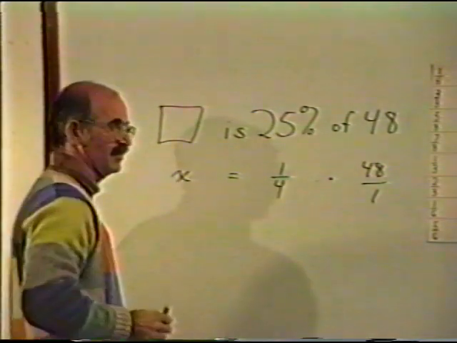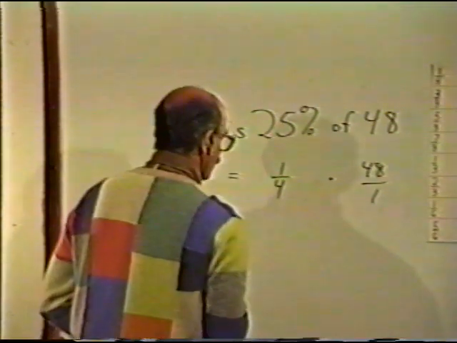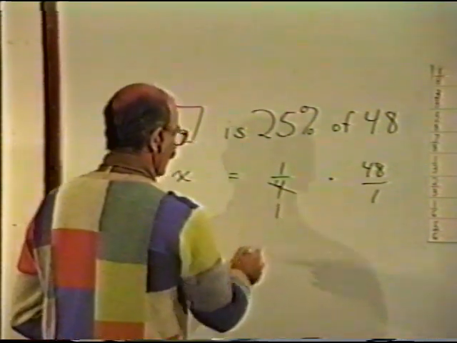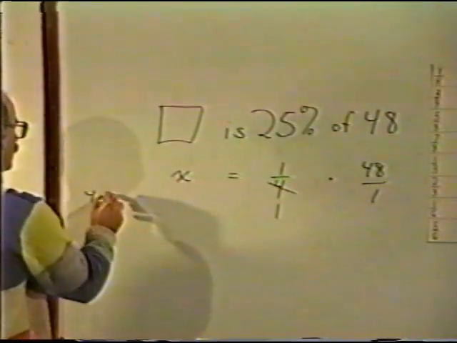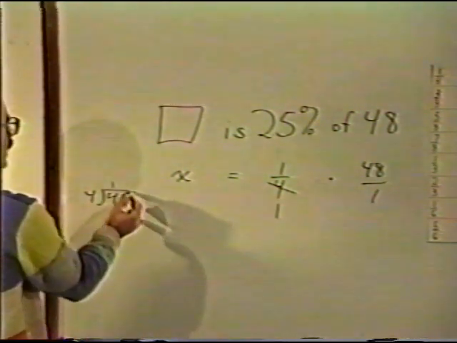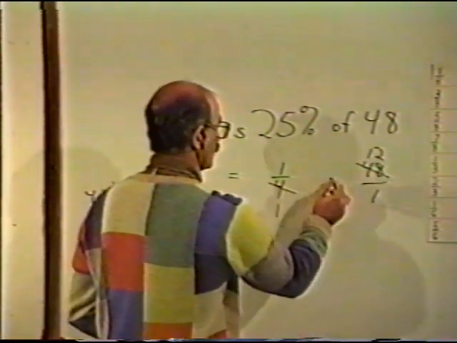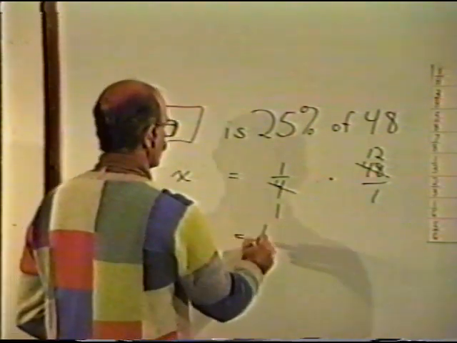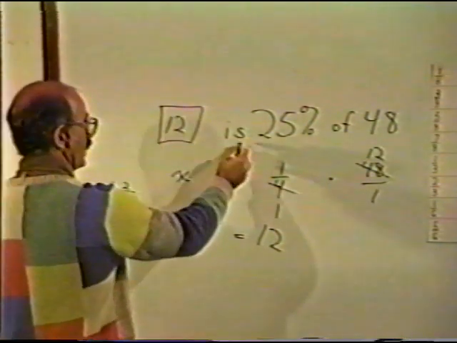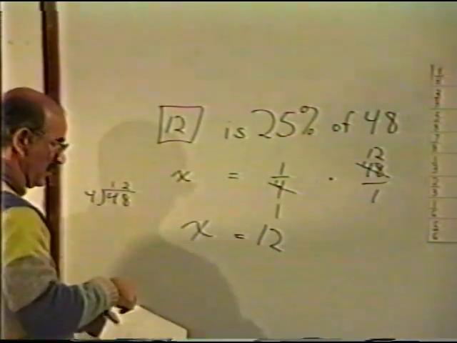Can we cancel? Yes. With what number should we hit both 4 and 48? 4. 4 into 4 is 1, and 4 into 48: 4 into 4, 1; 4 into 8, 2; 12. 1 times 12 is 12. x equals 12. 12 is 25% of 48. 12 is the part of the whole.